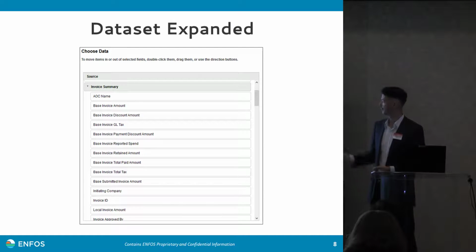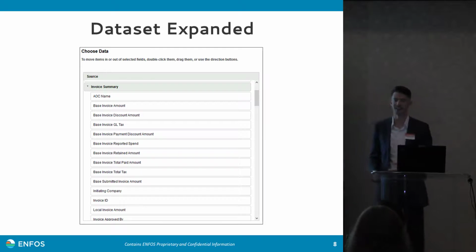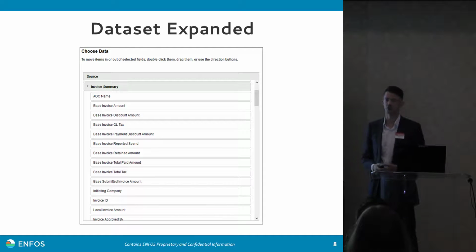But you can see here we've only got about 12.5 fields displayed, but I've got a really little scroll bar here. So there's actually about 90 fields in this invoice summary data set that I can choose from.